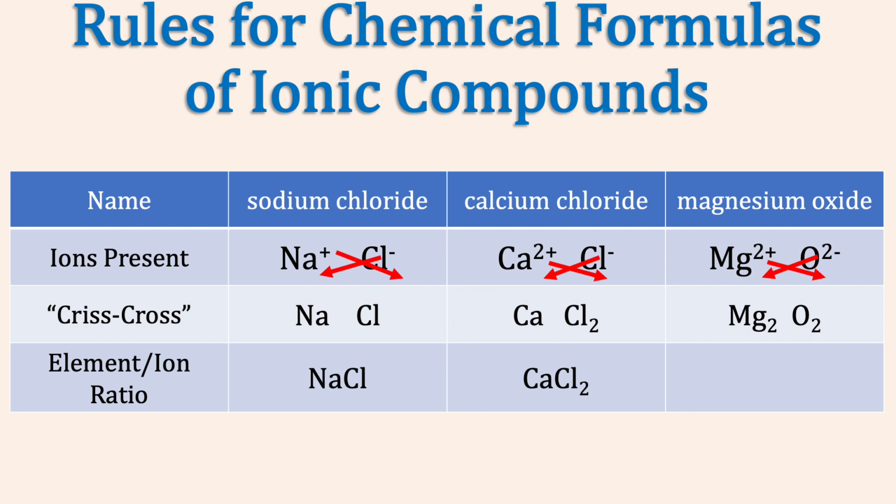For calcium chloride, the ratio is 1 calcium ion to 2 chloride ions. The 2 positive charge on the calcium ion cancels the 2 negative charges on the 2 chloride ions. And finally, the ratio of magnesium to oxide is 2 to 2. But this is not the simplest whole number ratio. 2 to 2 can be simplified to 1 to 1. And the chemical formula here is MgO.